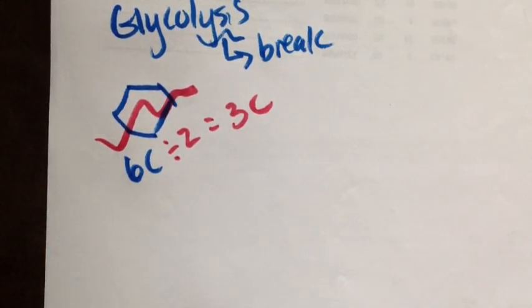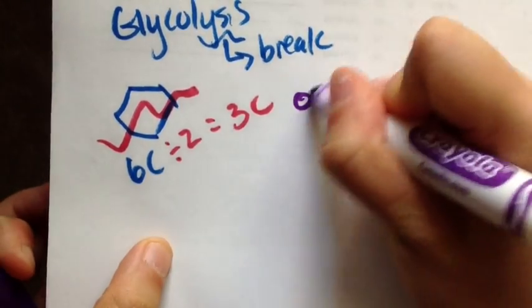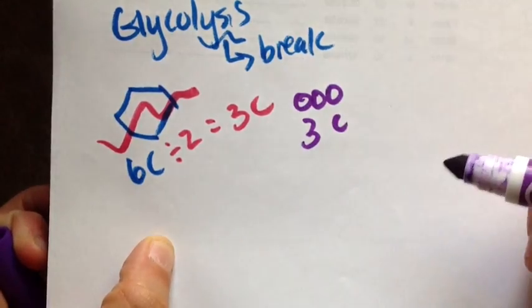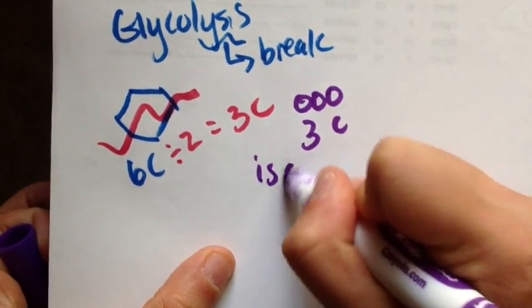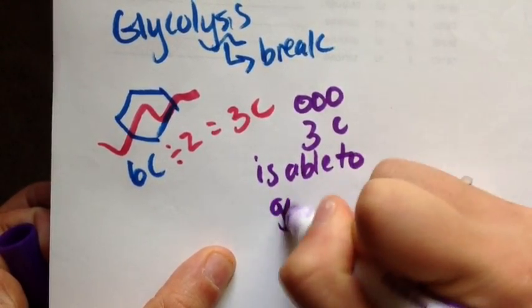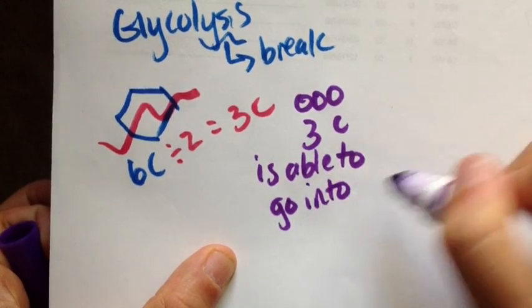So we end up with a molecule that we call pyruvate, a 3-carbon molecule, which then is able to go into the mitochondria.